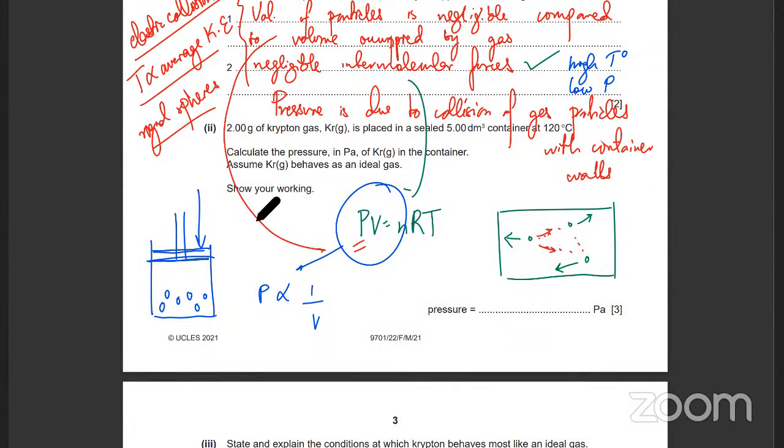So moving on, next one, you've got a simple question, which is that you have to apply PV = nRT, and we're going to do that. We have to assume krypton behaves as an ideal gas, and calculate the pressure in pascals. How do you calculate pressure? Pressure is P = nRT/V, so it's moles. How many moles do you have? That's 2 grams divided by the Ar of krypton. What is the Ar of krypton? 36.